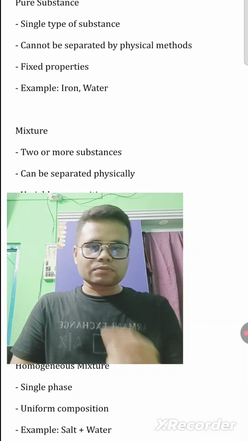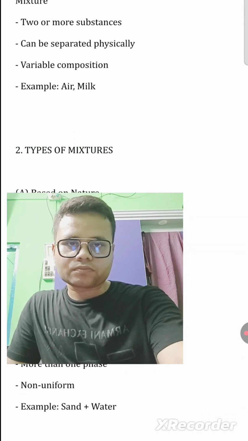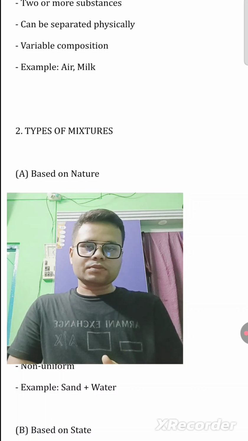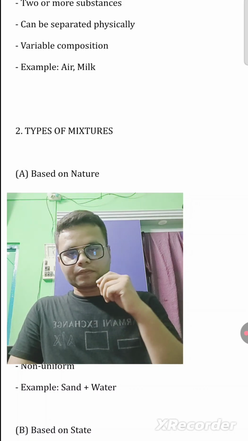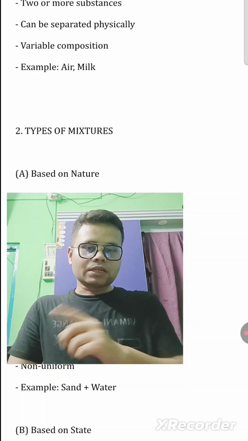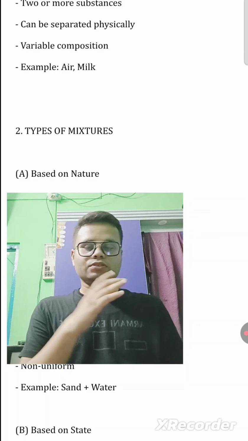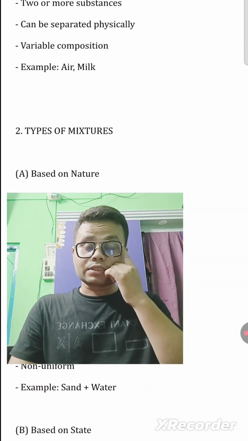If you're talking about the mixture, what do we mean by it? Two or more substances in the form of a mixture, which can be separated physically, with variable composition. For example, air and milk are examples of mixtures. And next, what are the types of mixture?